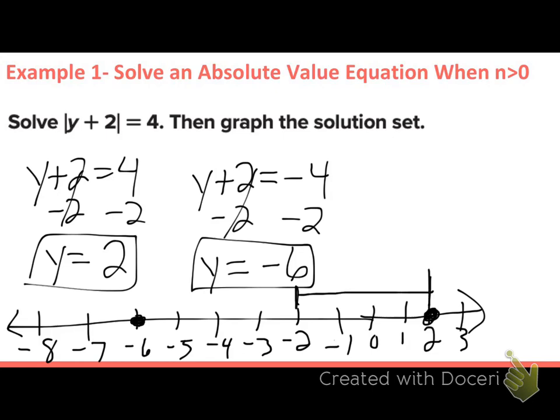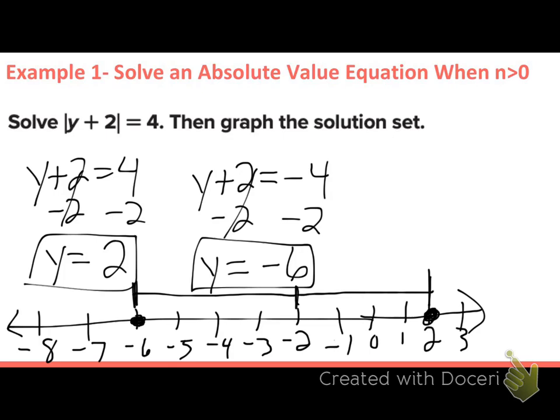How far is 2 away from negative 2? 1, 2, 3, 4. Which is what I wanted, right? Yes, sir. How far is negative 6 away from negative 2? 4. So I got both my solutions correct there as well, right? Does everyone see how this equation was being read? I want to know which numbers are a distance of 4 away from negative 2. Okay? Questions on example 1?